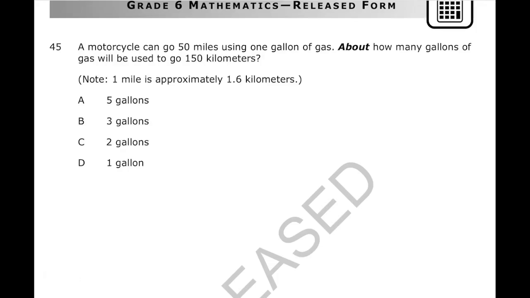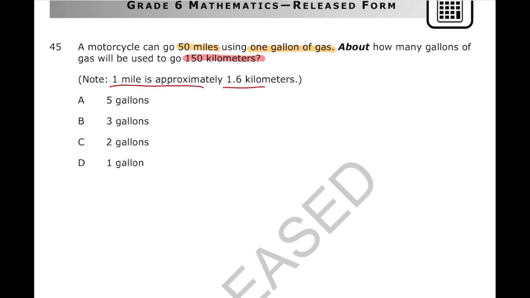All right, for number 45, it tells us a motorcycle can go 50 miles using 1 gallon of gas. And it then asks about how many gallons of gas will be used to go 150 kilometers. It then gives us a special note that 1 mile is approximately 1.6 kilometers.